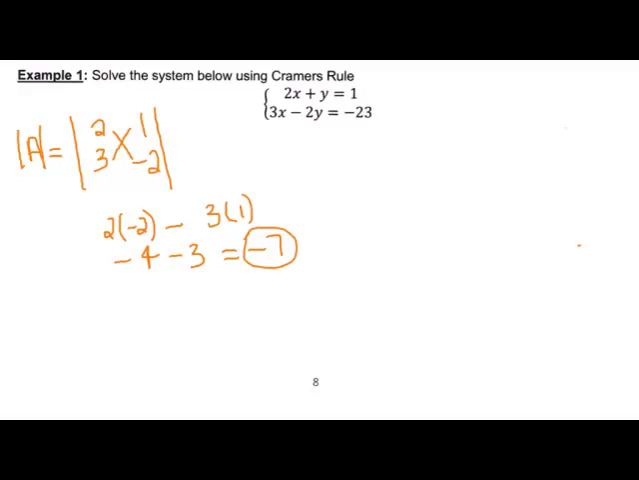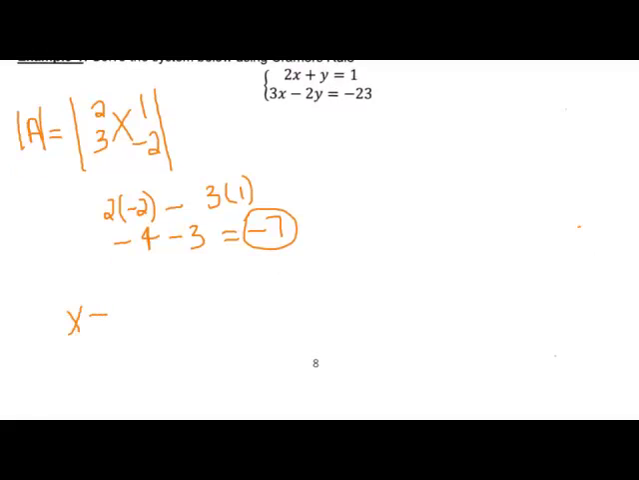Now we need to find our x and our y values. To find our x, we want to find the determinant of our constants first. If we go back to our system of equations, our constants are the ones on the right-hand side of the equal sign. So we have 1 and -23. And then we need our y coefficients, the coefficients in front of our y's. So it's going to be 1 and -2. And then remember, we divide this by -7.